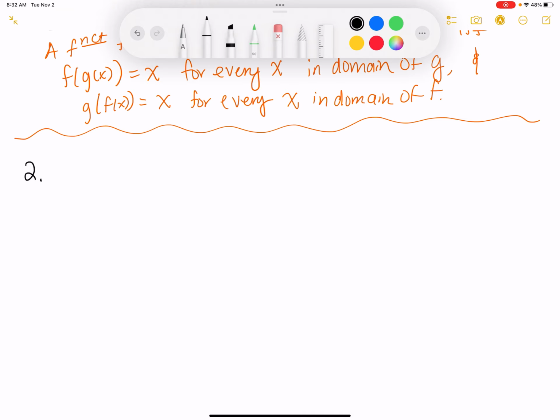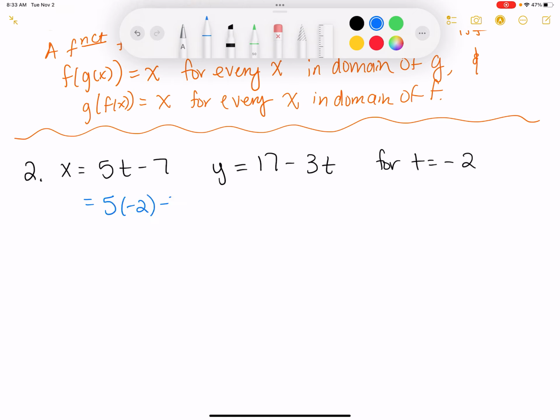Alright, number 2, we got x is equal to 5t minus 7, y is equal to 17 minus 3t, for t is equal to negative 2. You just plug in t? Oh, that's so nice. Yeah, it's so easy. 5 times negative 2 minus 7. So x is equal to negative 10 minus 7, so x is equal to negative 17.